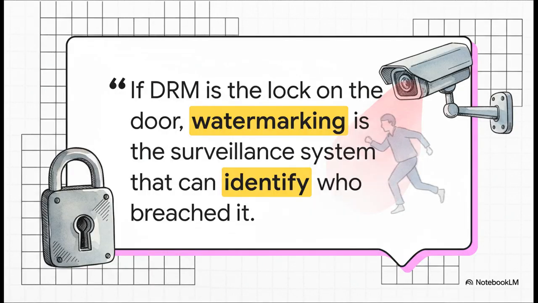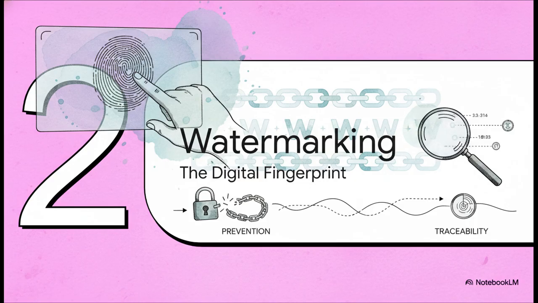And that right there, that leads us perfectly to the other half of this equation. This quote says it all. If DRM is the lock on the door, watermarking is the surveillance system that can identify who breached it. It fills that critical gap. So let's talk about watermarking. This is all about leaving a digital fingerprint on the content itself. We're shifting our focus here from just prevention to traceability.